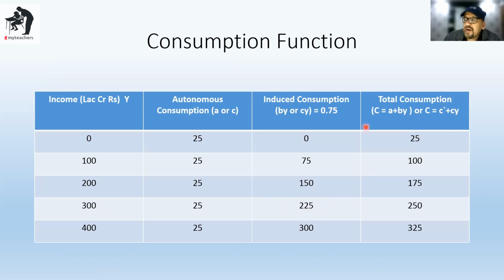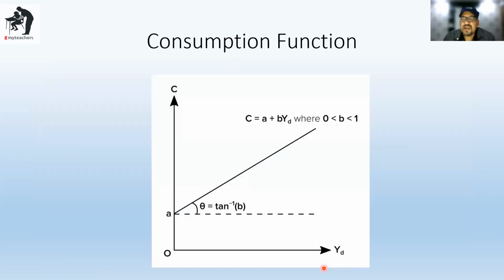Total consumption, or we can say the consumption function, is A plus BY. A denotes autonomous consumption, which here is 25 lakh crore rupees, and BY represents the induced consumption, which is assumed according to MPC 0.75, that is 75 lakh crore rupees. Then at zero income level, the consumption is 25 plus 0, which is 25. At 100 income level, 25 plus 75, which is 100, and so on. So this is the consumption.